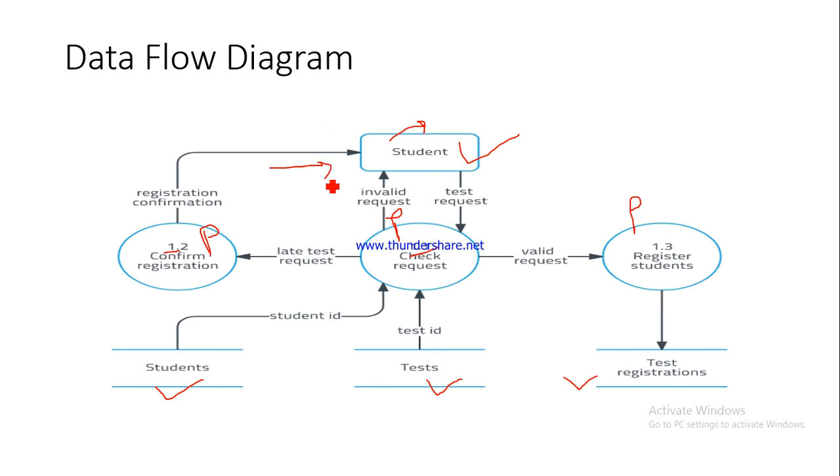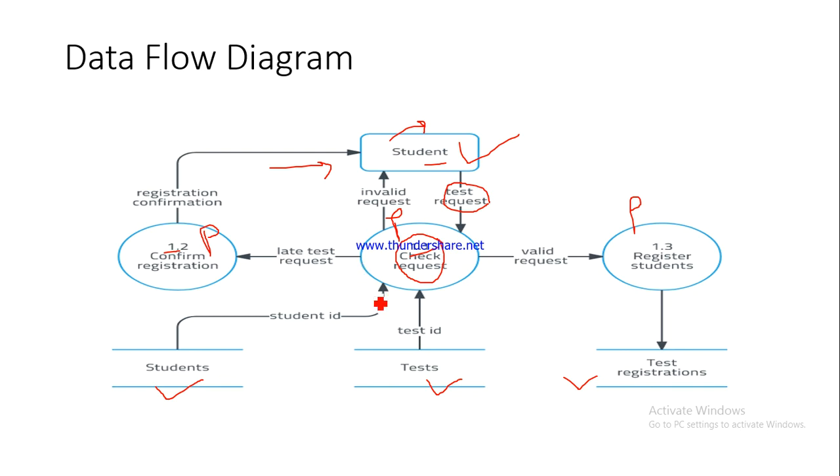Now what happens here? Let's first of all interpret this diagram for you. See, a student is there, an external entity, which is not part of the system. A student is basically sending a test request, right? Once this test request is received, what is happening? The first process that is taking place is checking. The request is being checked.